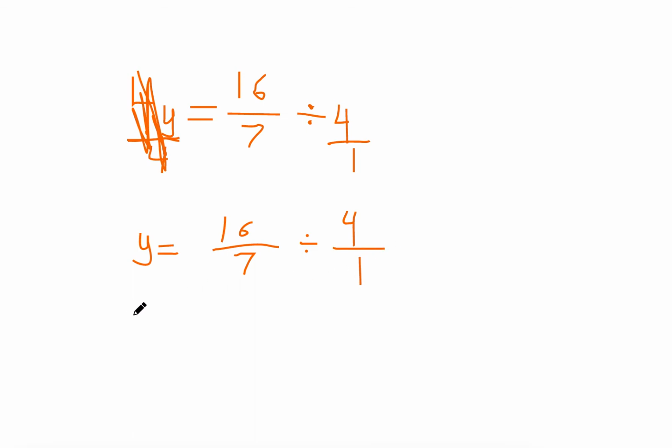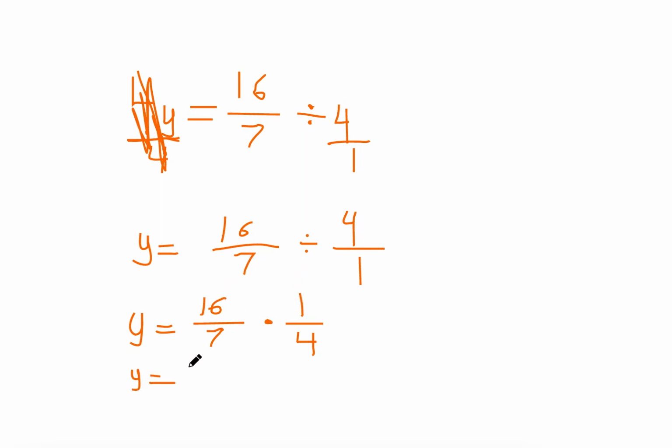To finish getting y by itself, we have to divide those two fractions. And to divide fractions, we flip and multiply the second fraction. So instead of writing divide 4 over 1, I'm going to flip and multiply the fraction on the right. Okay, because if we do that, now multiplying is easy with fractions.